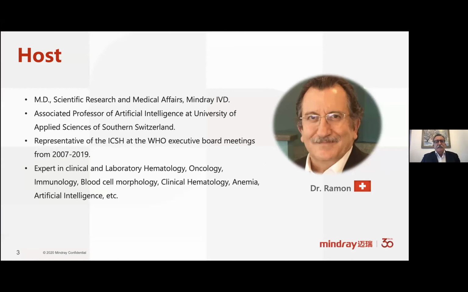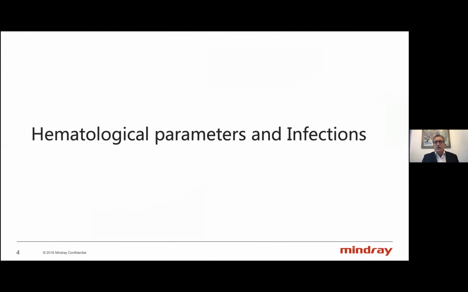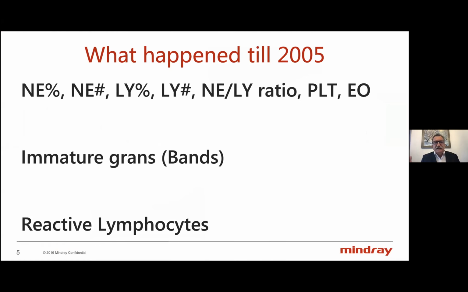Let me introduce hematological parameters and infections. For many years, only the classical parameters were developed in hematology. Neutrophils, percentage and absolute. There is a discussion about whether neutrophil percentage should be eliminated, but I have to remind you that some infections have leukopenia, for example Salmonella typhi infection. In this case, if we use absolute, we will never detect this infection. But in general, absolute is preferred.